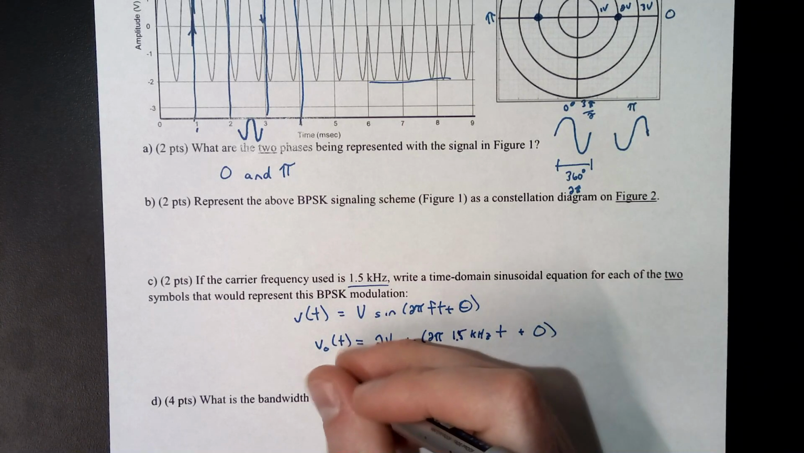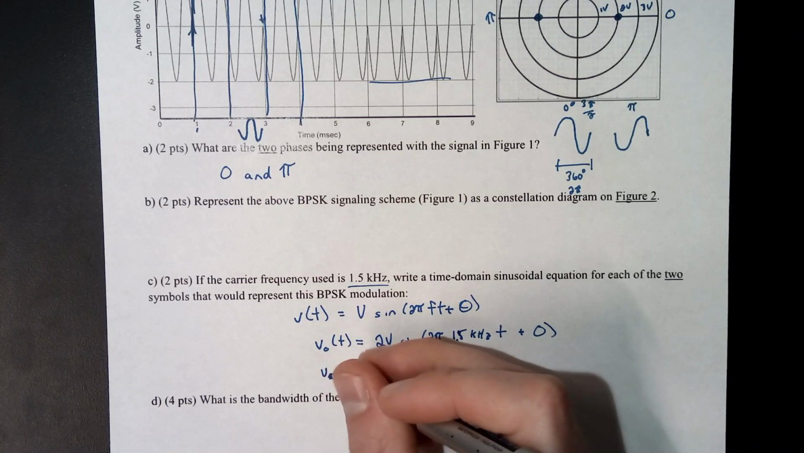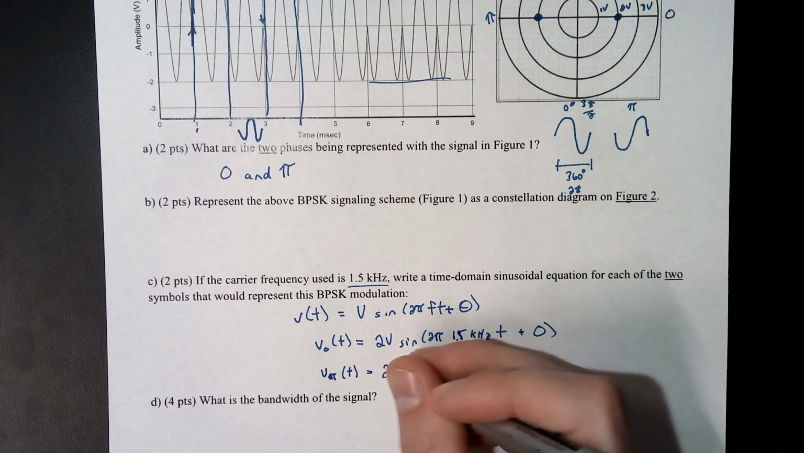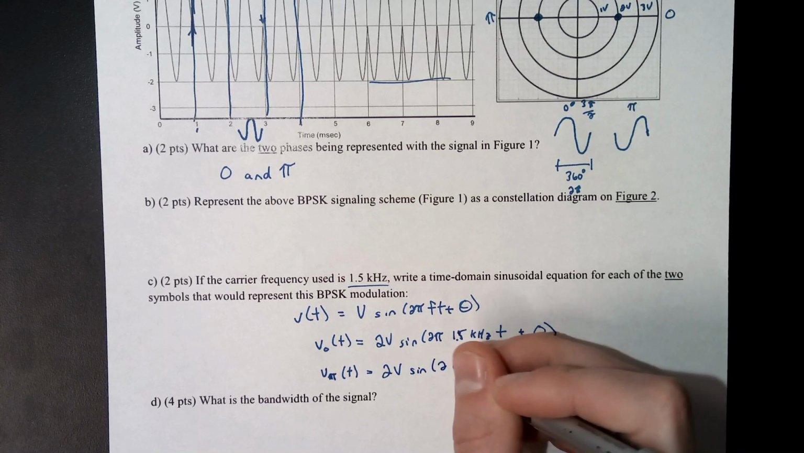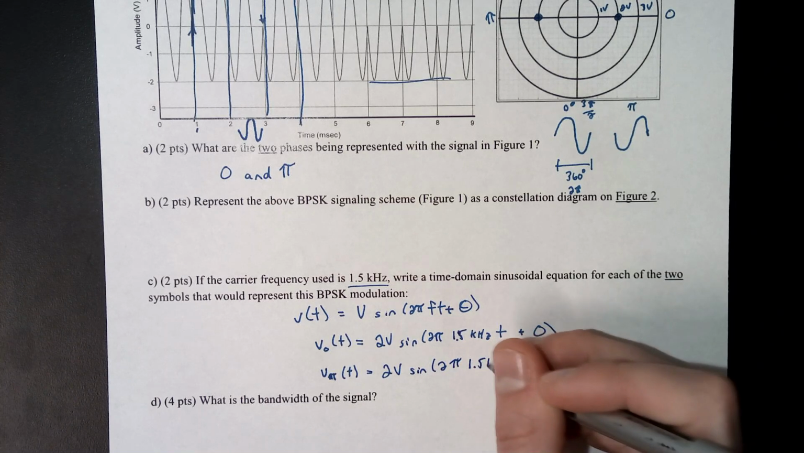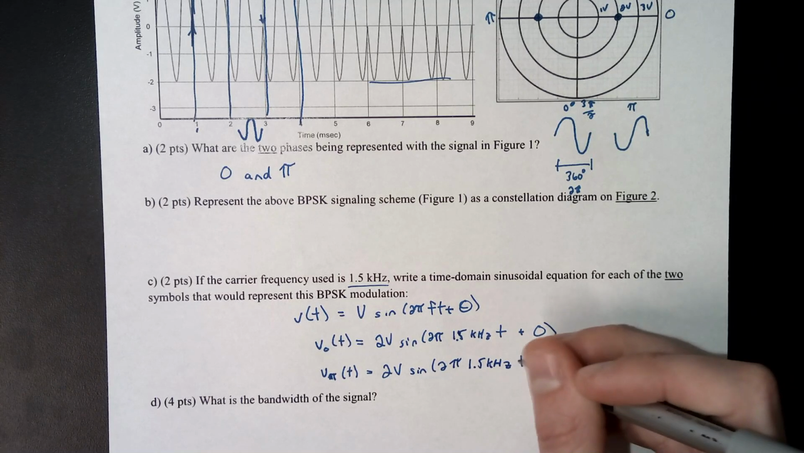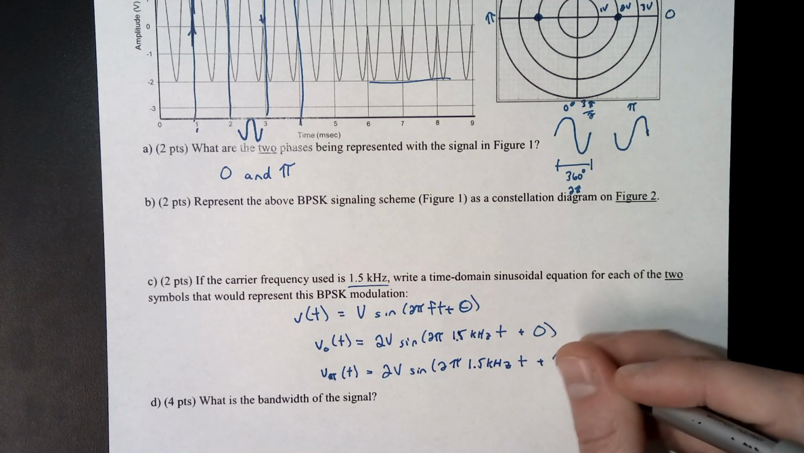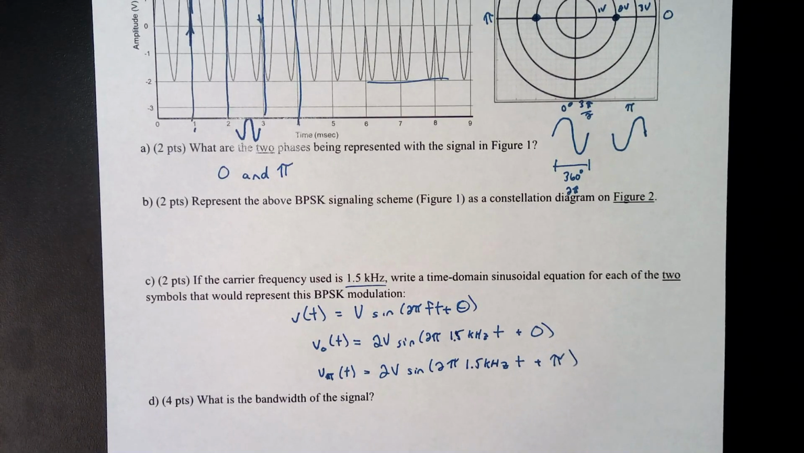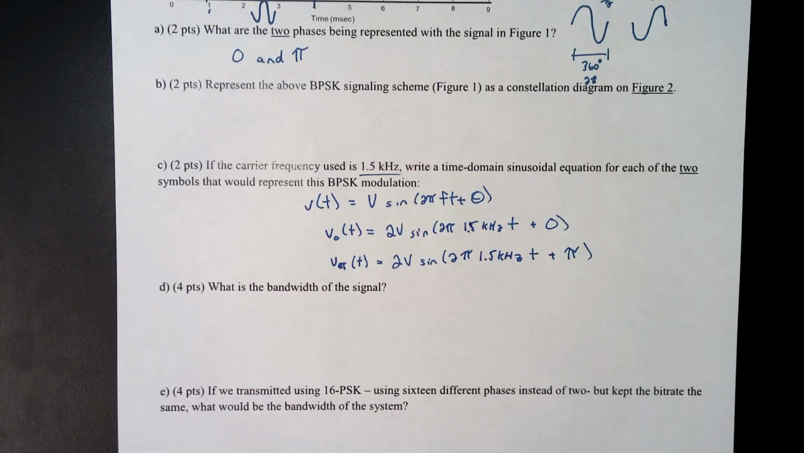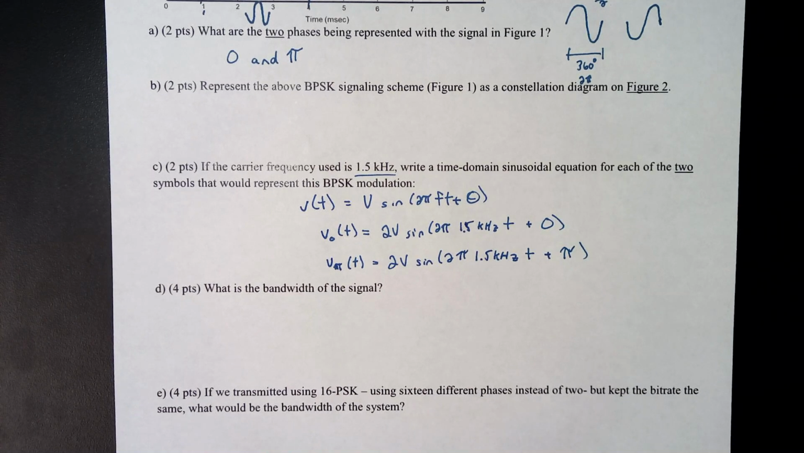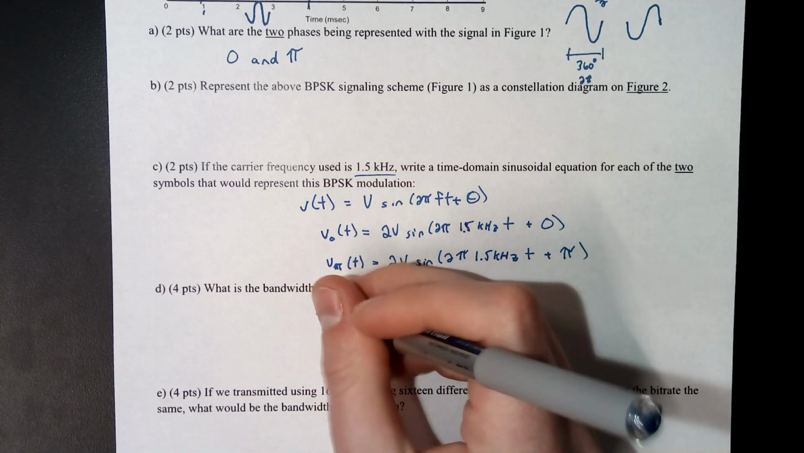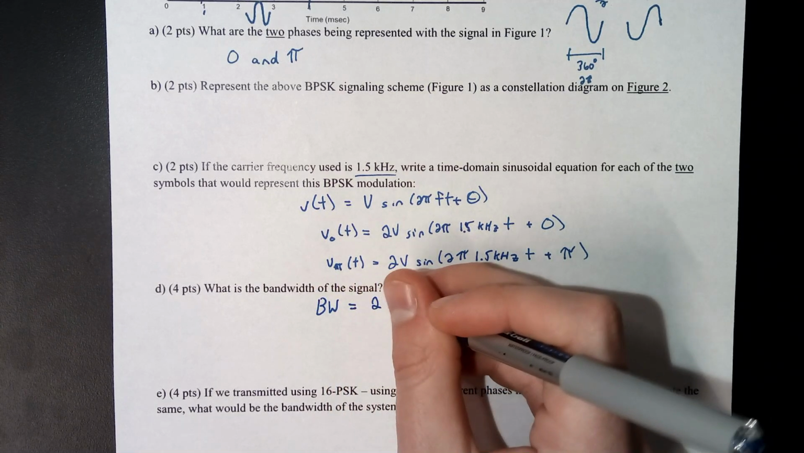So we've got that, and then we've got V pi(t), 2 volts sine. We're not changing the frequency or amplitude, so those stay the same for the second equation, plus our new phase is pi. So that's it for that one. What is the bandwidth of this signal? So here we're relying on the equation that you should have ready to go, which is bandwidth equals 2 R symbol.